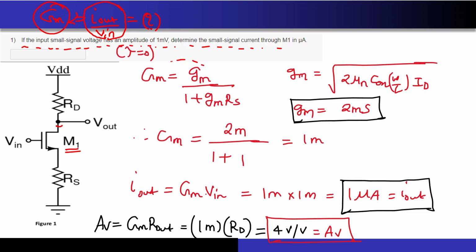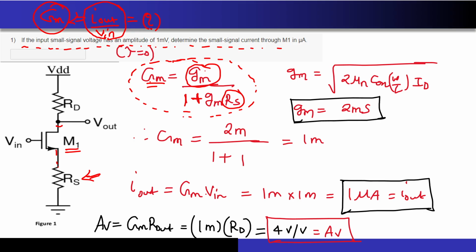We have already derived this multiple times. The GM expression for this circuit is small gm upon 1 plus gm RS. The GM actually decreases, right? Another way to think about this circuit is that it introduces some kind of feedback which helps to linearize the circuit. It will increase the linearity of the circuit at the cost of decreasing the gain. Correct?